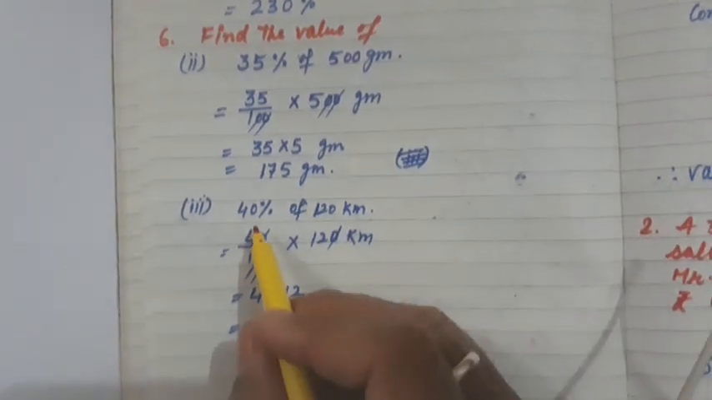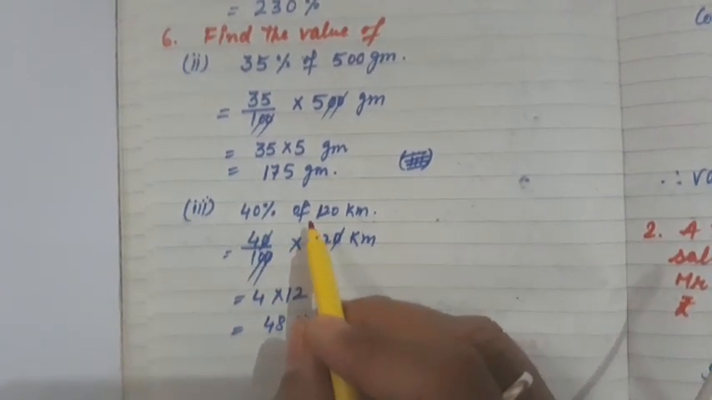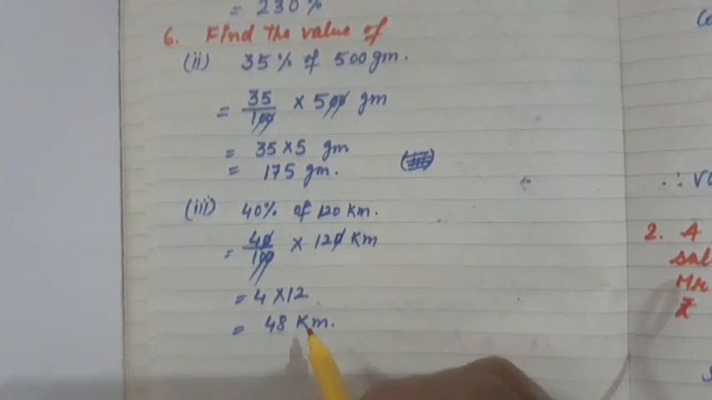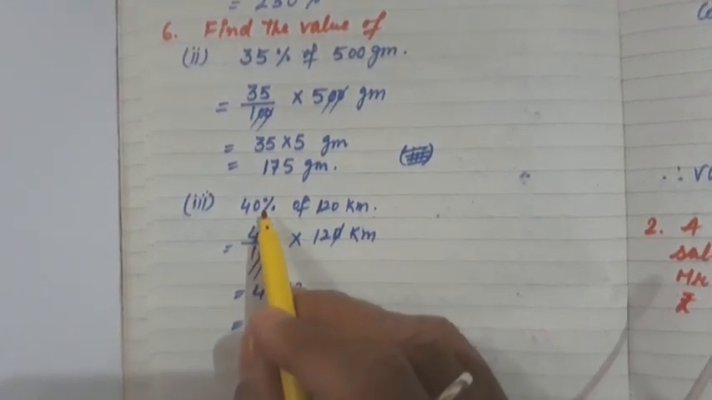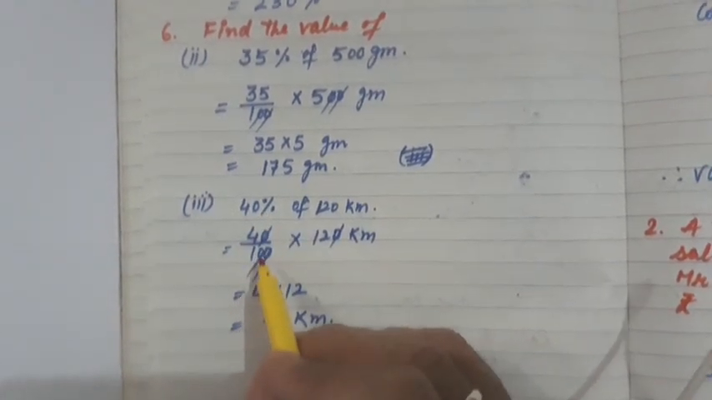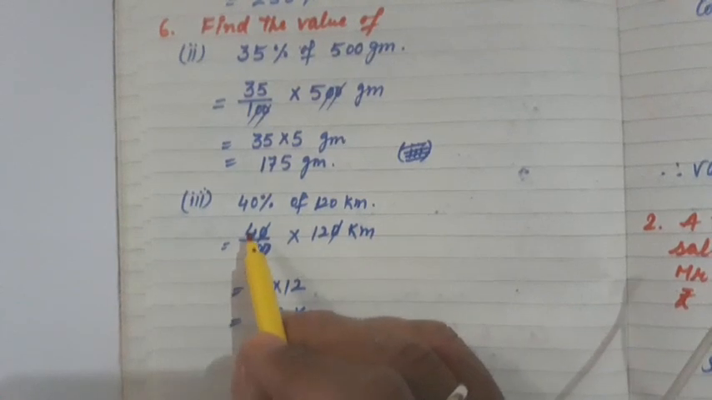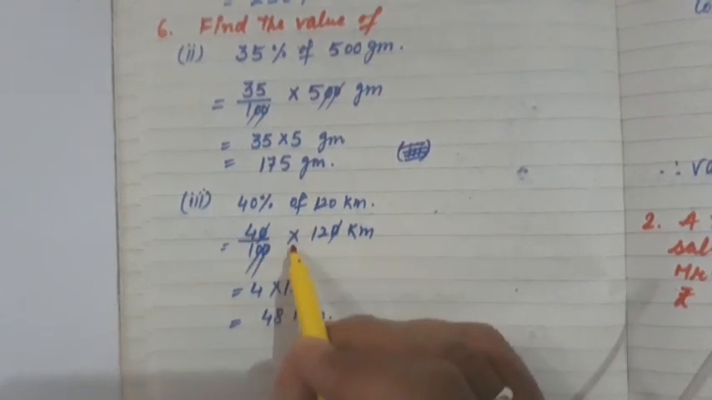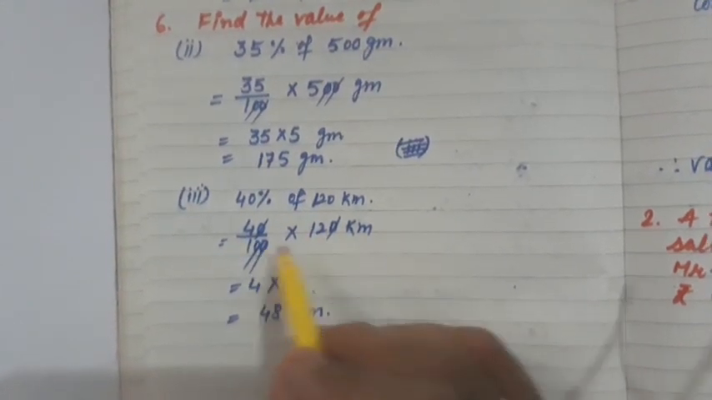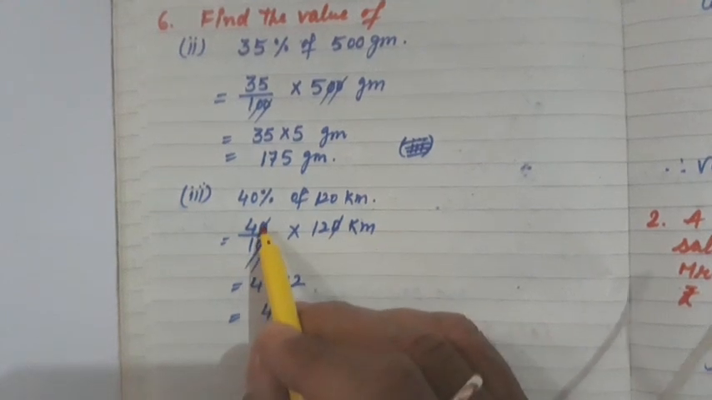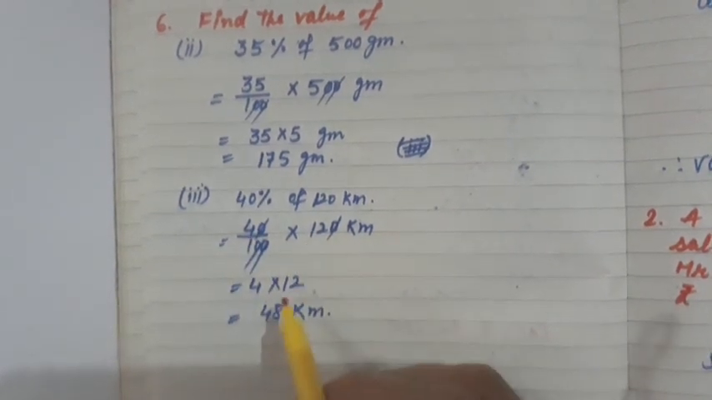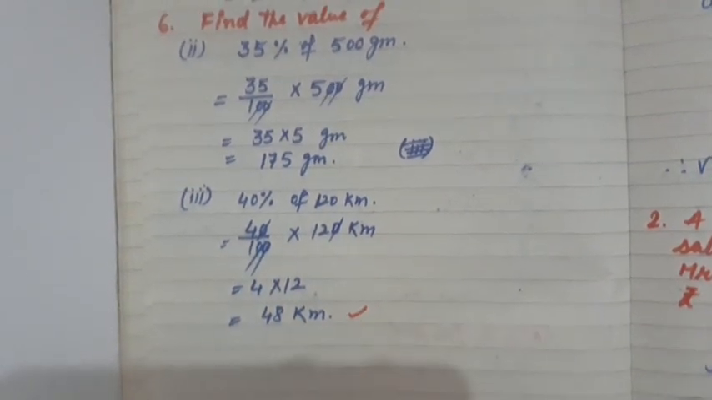Similarly, the next part is 40% of 120 kilometer. In this case, again we will change percent into per 100. So 40 upon 100 into 120. 10 we can cancel here and the second 0 we can cancel here. So 4 into 12, that is 48 kilometer.